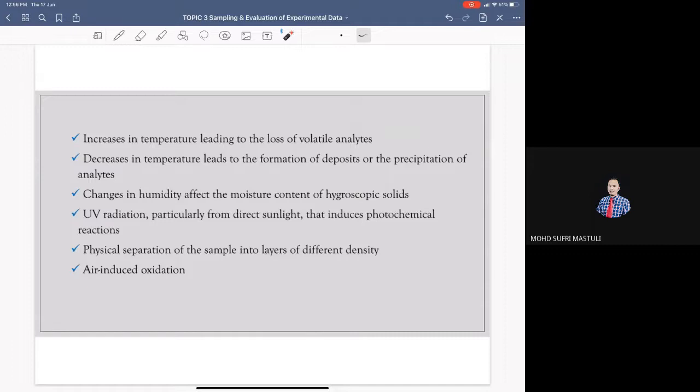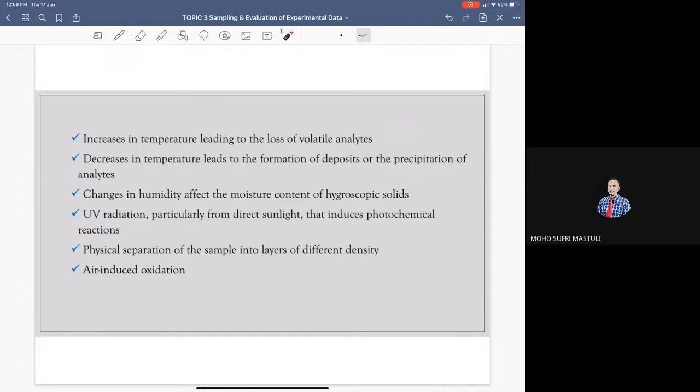Changes in humidity will affect the moisture content, particularly for hygroscopic solids. Hygroscopic means that the sample is very sensitive to moisture. Maybe UV radiation, we have to think about it. We keep the sample away from UV or direct sunlight. These are things you have to consider because some in situ chemical reactions can happen during sample storage.